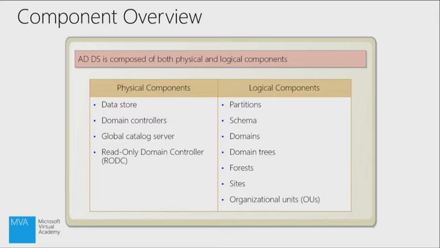Logical components are the more complicated piece of Active Directory Domain Services. Partitions, schema, domains, trees, forests, sites, and OUs are all logical pieces of Active Directory Domain Services. We're going to start at the top and work our way down through those pieces as we can. They're not necessarily all hierarchical, but some of them are.